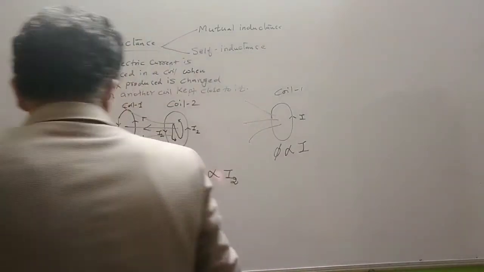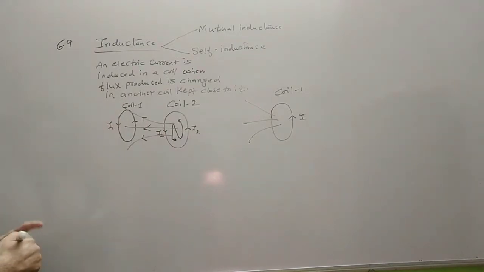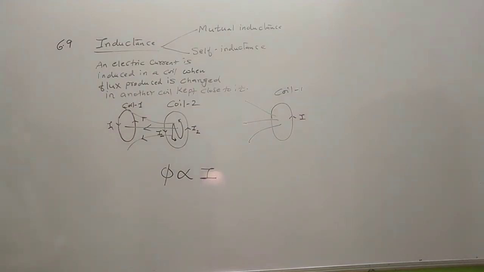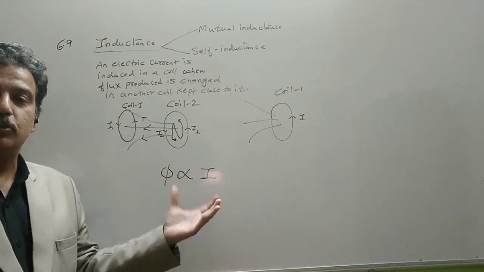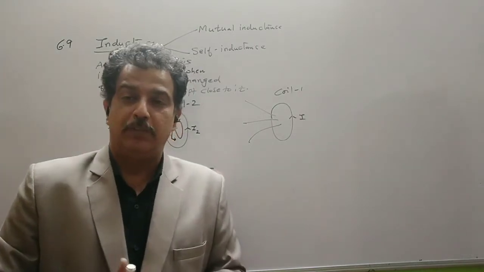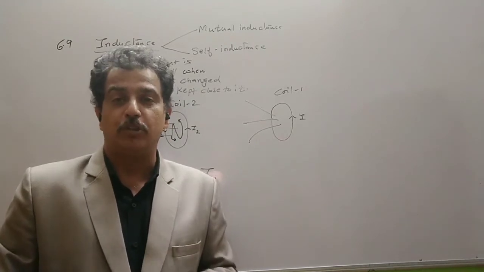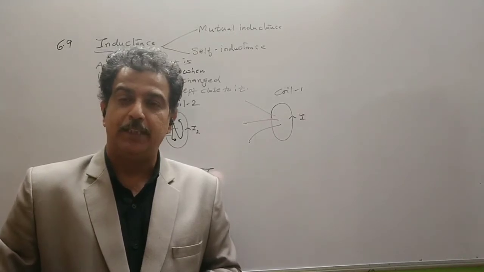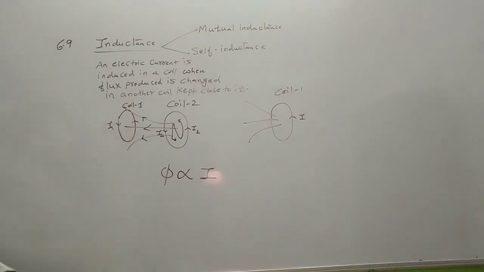So here this is a system of two coils. Now in general we write that the flux is directly proportional to I. Till date we know the flux is BAN cos theta if there are N turns. But how will the magnetic field be produced? Take an example of a solenoid. What will be the magnetic field of a solenoid? Mu naught n I. So B is directly proportional to I, and flux is proportional to B. So flux is directly proportional to I.